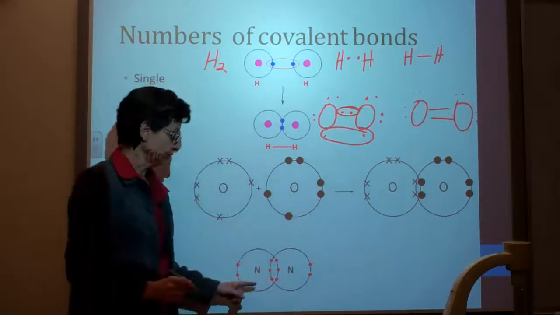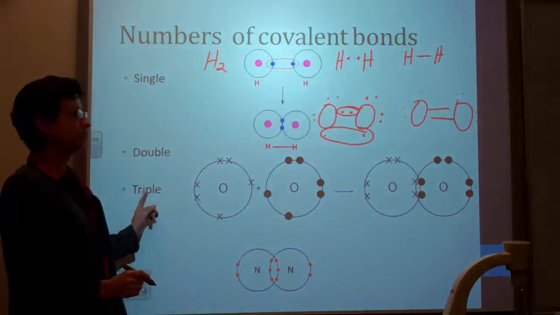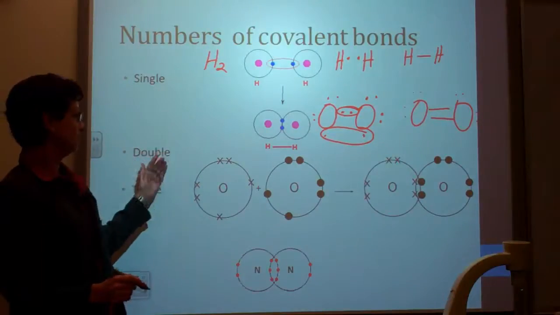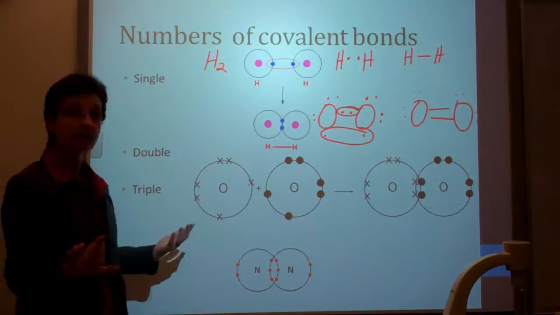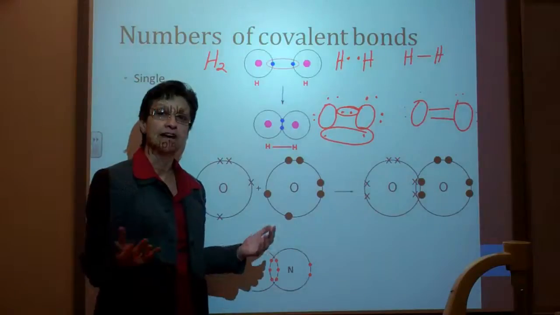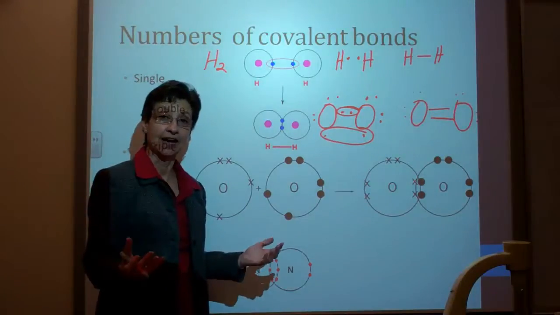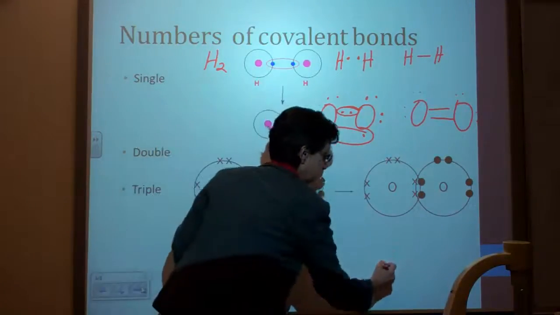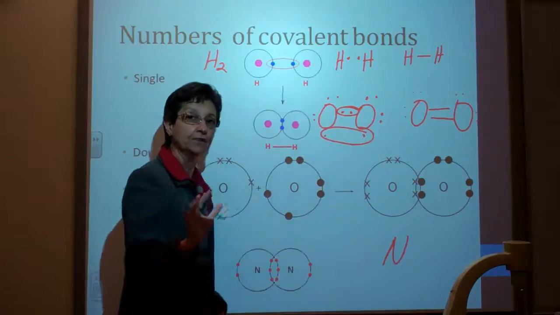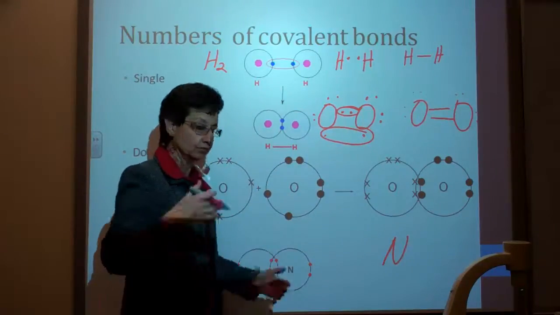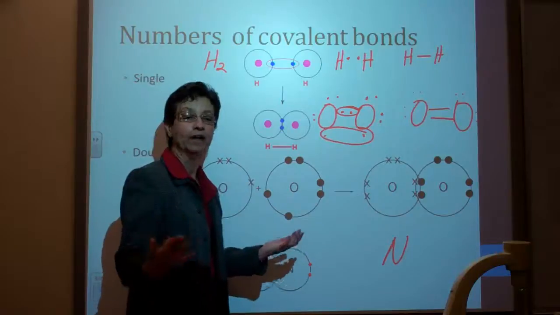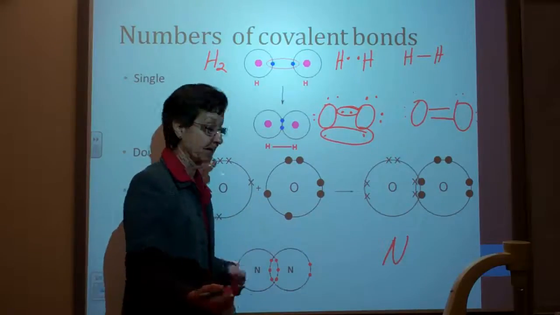Finally, I want to show you nitrogen. Nitrogen forms a triple bond. So we have single bond, double bond, and a triple bond. Why does nitrogen form a triple bond? Nitrogen is also a diatomic molecule. It contains 5 valence electrons. I just kind of know that, but if you need to, look at your periodic table.